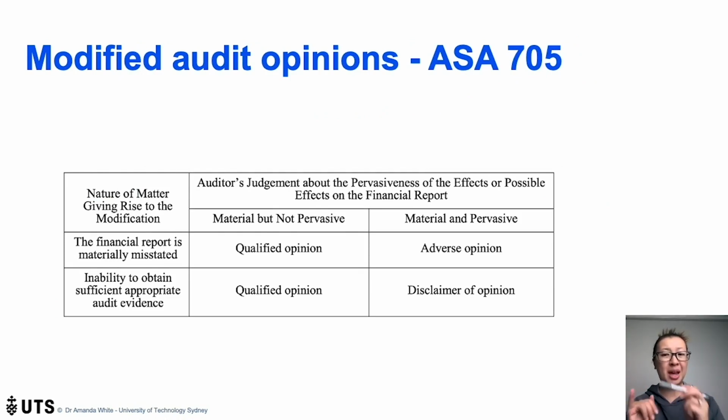Now, modifications is where something is not correct. So remember, we talked about having sufficient appropriate evidence, everything meets the audit standards, disclosures are okay. When something is not okay with those three, we have to go to a modified audit opinion. So ASA 705 talks about modifications, and all of the options in this box over here are modifications. And this little table comes from ASA 705. So make sure that you've copied that into your notes.